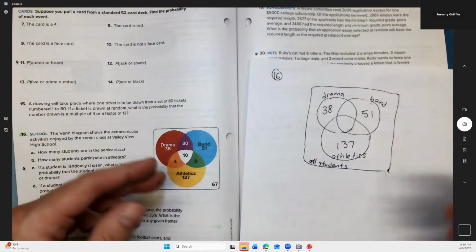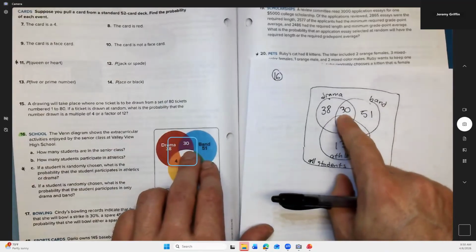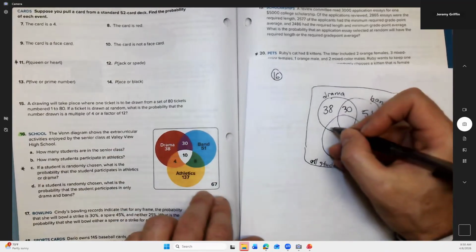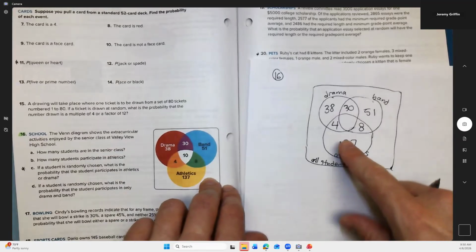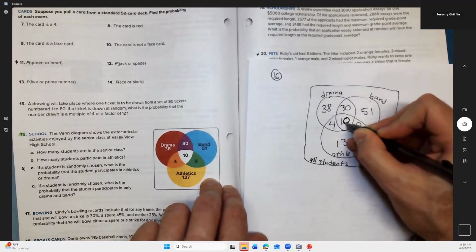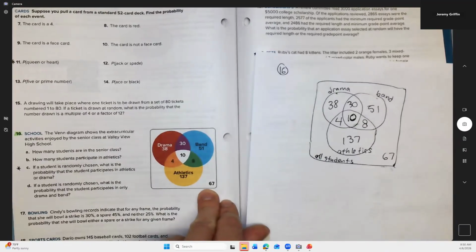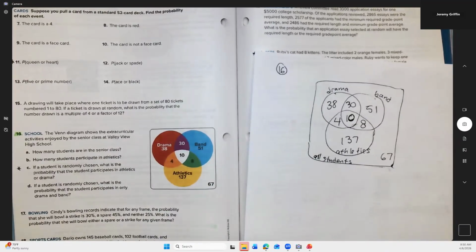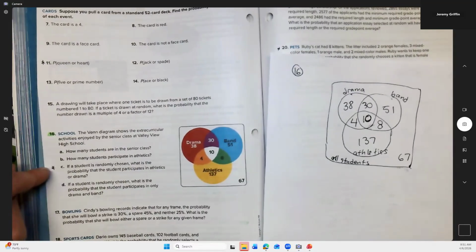Okay. But there are some students that are part of both clubs. Like there are 30 students that are in drama and also band that I hadn't considered yet. There's 4 students in both drama and athletics. There's 8 students in both band and athletics. And there's 10 students in the whole school that are in all 3 of these clubs. Furthermore, there's 67 students not in any club at all. Okay, so now we've accounted for all the students. All right, so there's a few questions about this Venn diagram, but here, I just got this one started.